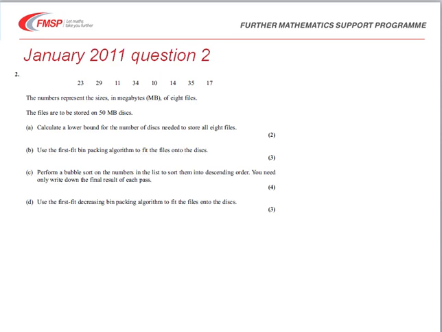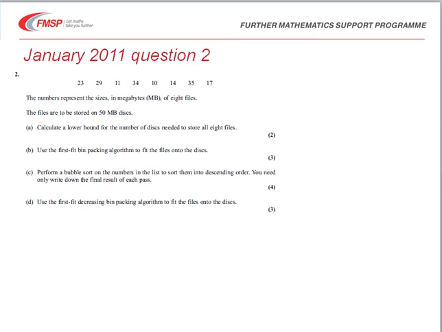This is a question then about megabytes in files, and the files are to be stored on 50 megabyte disks. So the size of our bins when it comes to it are going to be 50. We first of all have to calculate a lower bound for the number of disks needed to store all 8 files, then use a first fit bin packing algorithm. Having done that, we need to sort the files into a descending order, this time using bubble sort, and once we've got them in descending order, use a first fit decreasing bin packing algorithm.